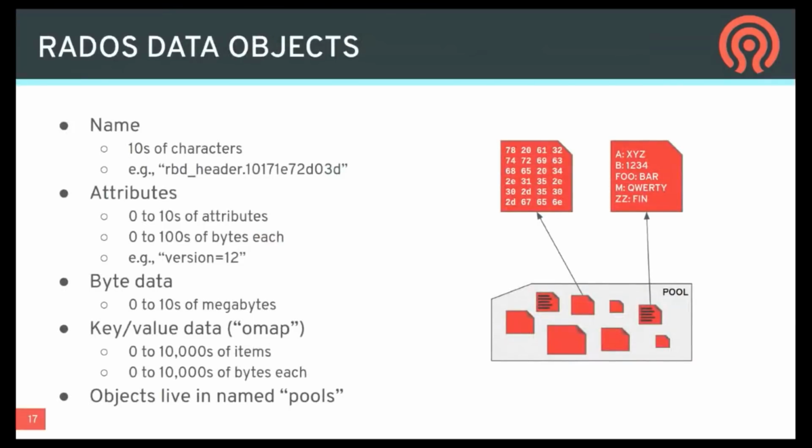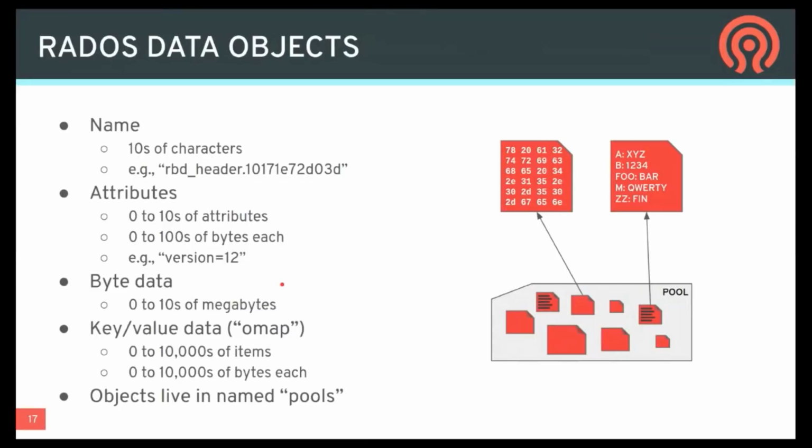But this brings up the question of what these data objects actually are. The fundamental underlying unit of storage in RADOS is an object. Each object has a name. It's identified by a unique set of characters, usually 10 characters that have some semantic meaning, presumably. Each object can have some attributes associated with it. These are analogous to extended attributes in a file system. You may or may not need to use them, but you can have some lightweight metadata associated with that object. But the bulk of the data of the object is really in the byte data or key value data. So the first type of object looks kind of like a file.